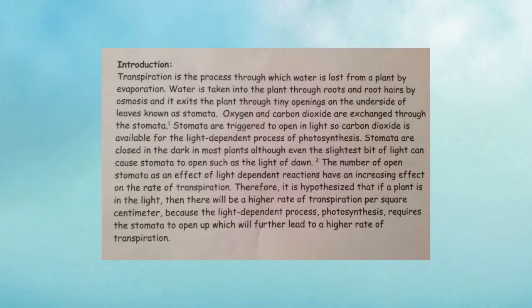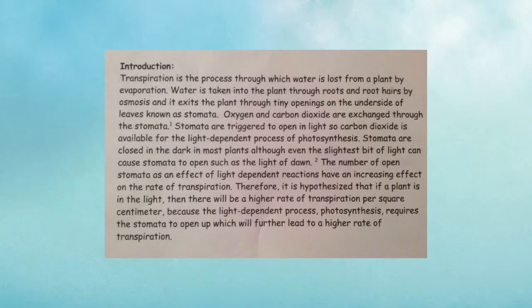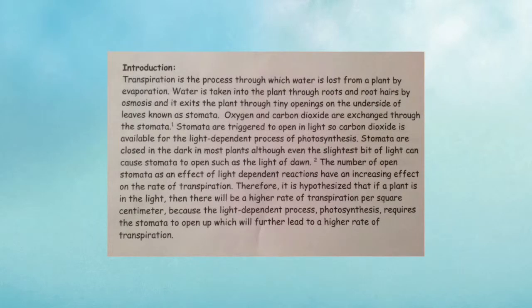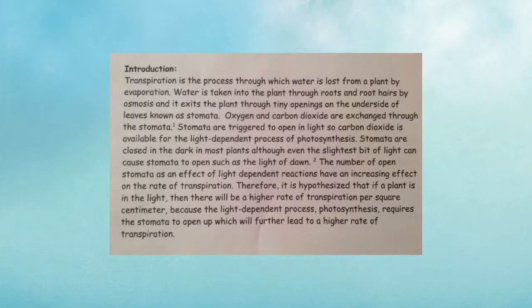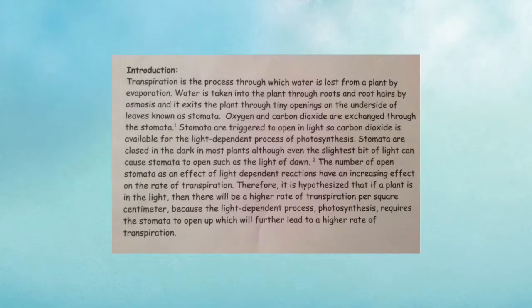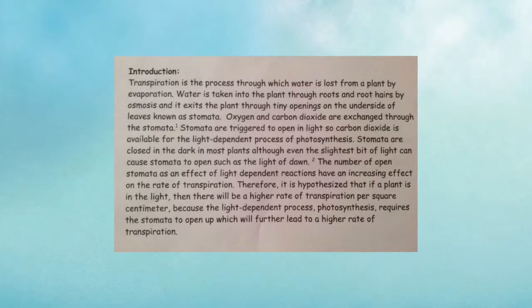Stomata are triggered to open in light, so carbon dioxide is available for the light-dependent process of photosynthesis. Stomata are closed in the dark in most plants, although even the slightest bit of light can cause stomata to open, such as the light of dawn. The number of open stomata as an effect of light-dependent reactions has an increasing effect on the rate of transpiration.